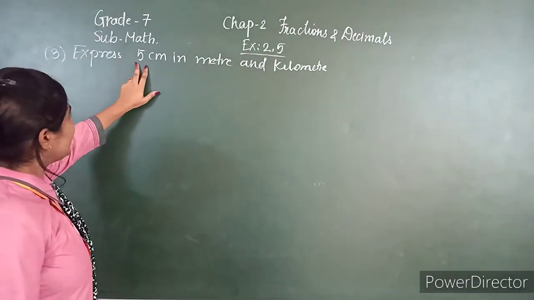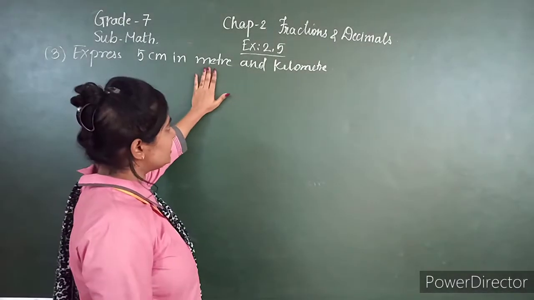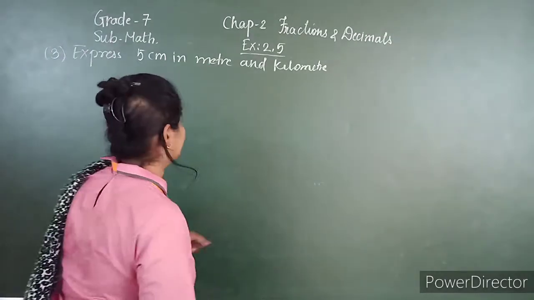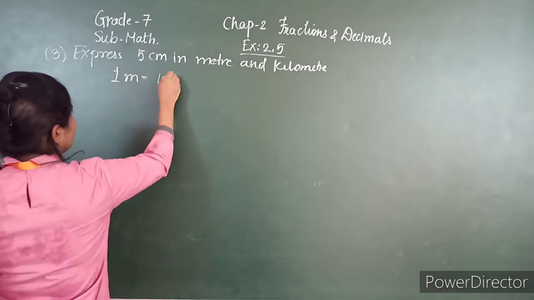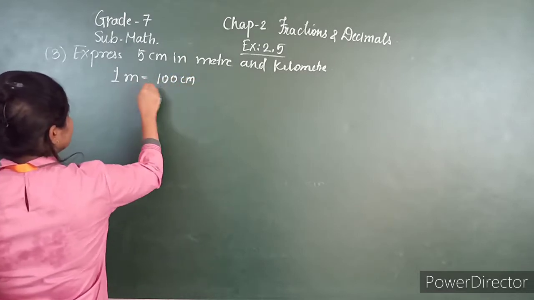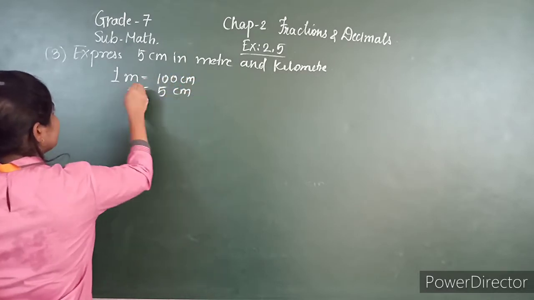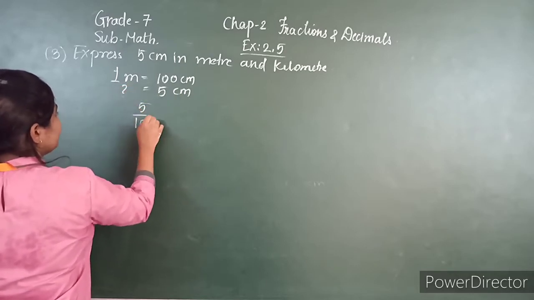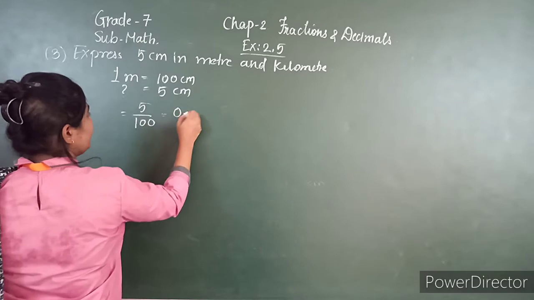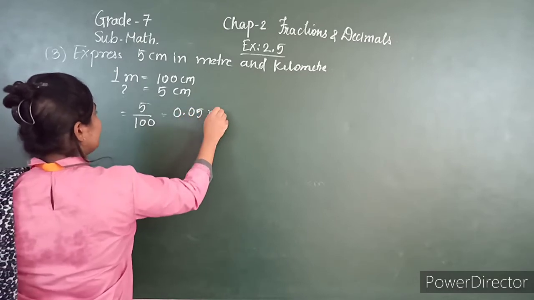Now third question, express 5 centimeter in meter and kilometer. So first of all we have to convert the centimeter into meter and then in kilometer. So let's write the identity. 1 meter is equal to 100 centimeter. So 5 centimeter is equal to how much meter? So 5 upon 100. So it is 0.05 meter.